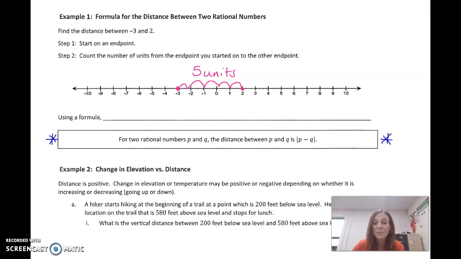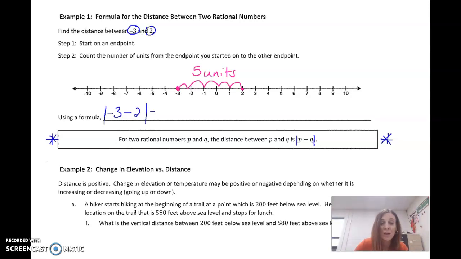For two rational numbers, P and Q — remember, variables representing any unknown number — the distance between them is the absolute value of P minus Q. So using this formula, if I have -3 and 2, I can say that the absolute value of -3 minus 2 is going to equal 5 units.